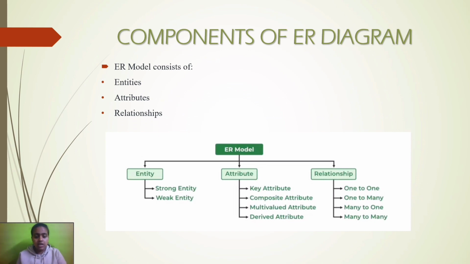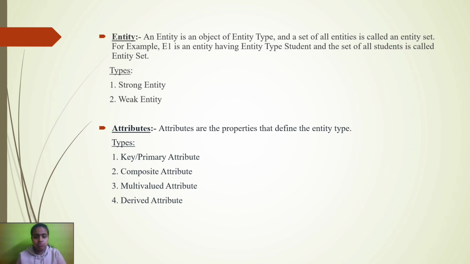Components of ER diagram. ER model consists of entities, attributes, relationship. Entity. An entity is an object of entity type and a set of all entities is called an entity set. For example, E1 is an entity having entity type student and the set of all students is called entity set.